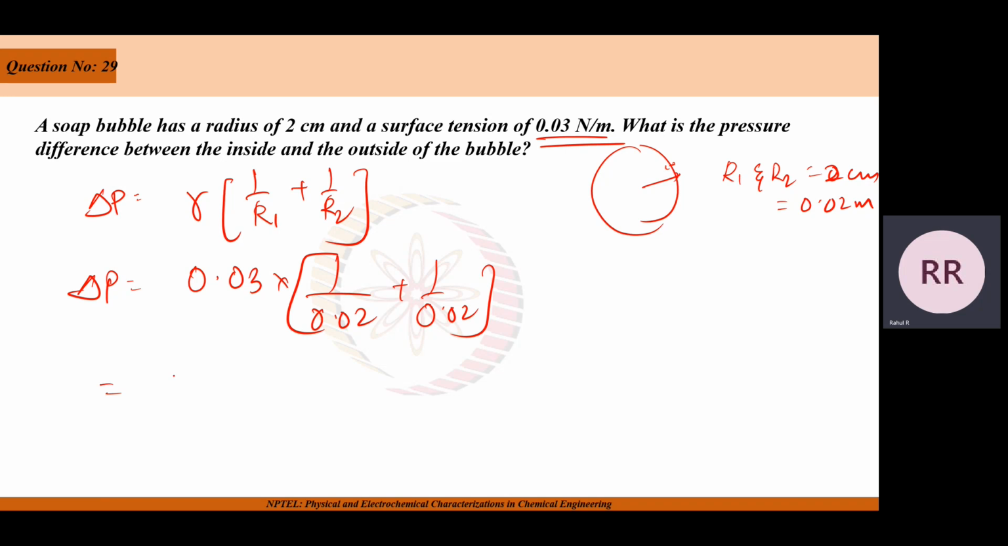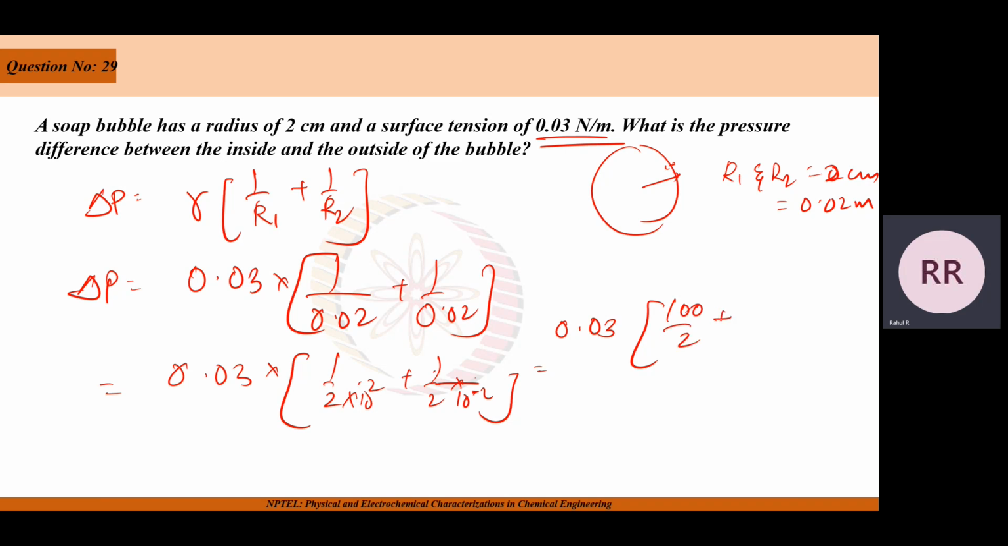This is nothing but 0.03 into 1 by 2 into 10 to the power minus 2 plus 1 by 2 into 10 to the power minus 2. So this is 0.03 into 100 by 2 plus 100 by 2, which is 0.03 into 50 plus 50.